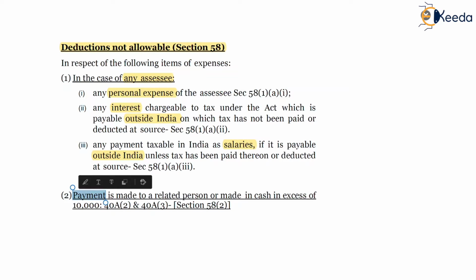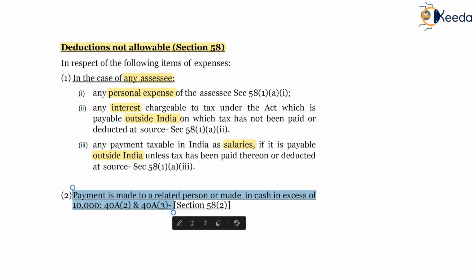Second clause, payment is made to a related person or made in cash in excess of 10,000. Section 40A(2) and 40A(3), similar provisions will be made applicable in section 58 as well. Whatever has been written in 40A(2) and 40A(3) will apply under subsection 2 of section 58 for the purpose of disallowing any expenditure which is related to income which has been taxed under the head income from other sources. And 40A(2) to 40A(3) you are already aware of, what is the meaning of the section and what the provisions of 40A(2) and 40A(3) state.